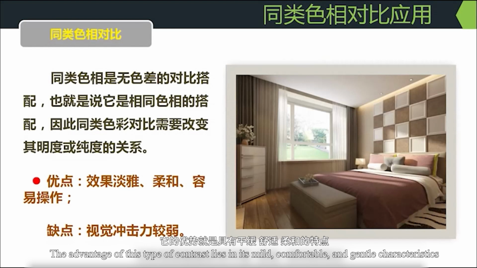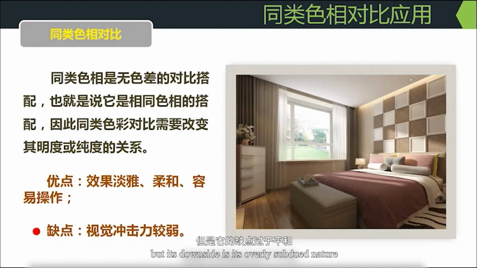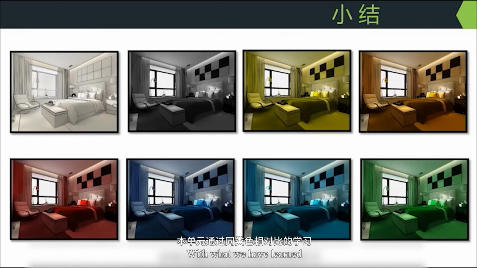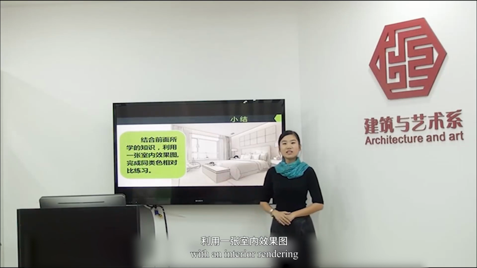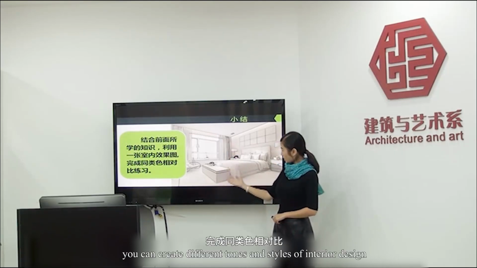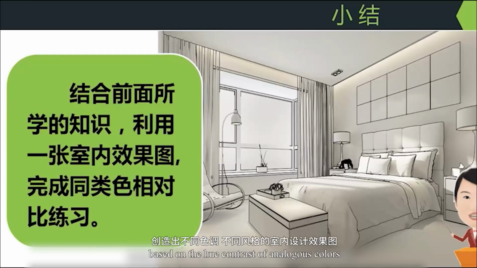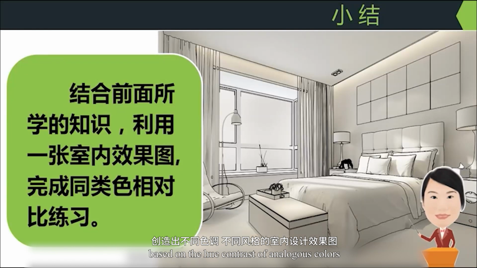The advantage of this type of contrast lies in its mild, comfortable, and gentle characteristics, but its downside is its overly subdued nature, lacking strong color contrast and visual stimulation. Nevertheless, we can mitigate it by adding appropriate amounts of black, white, and gray. With what we have learned about the contrast of analogous colors, with an interior rendering, you can create different tones and styles of interior design based on the hue contrast of analogous colors.